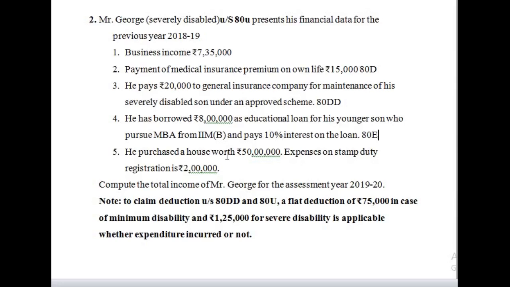He purchased a house worth rupees 50 lakhs, with expenses on stamp duty and registration of rupees 2 lakhs. It is deductible under section 80C because it is incurred on specific expenditures. As we know, under section 80C, the maximum limit must not exceed rupees 1,50,000. So instead of 2 lakhs, we should take 1,50,000. After making all these adjustments, the balance will be total taxable income.